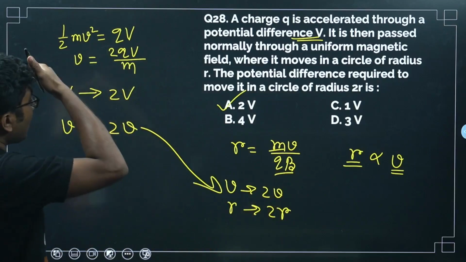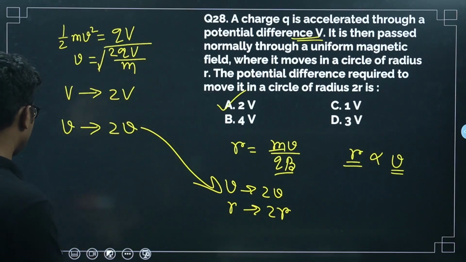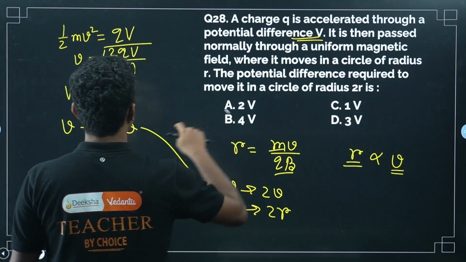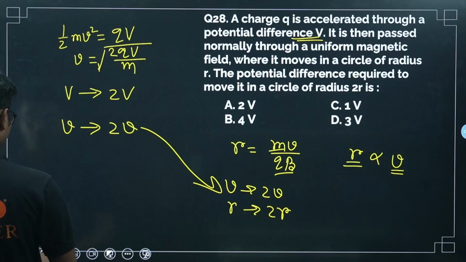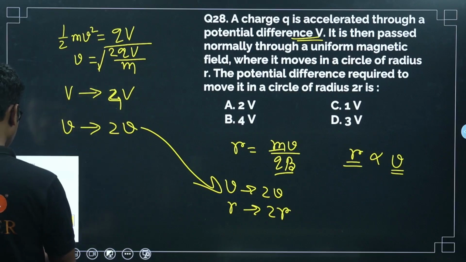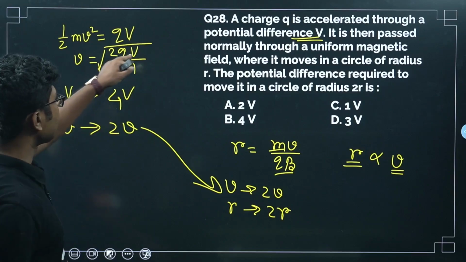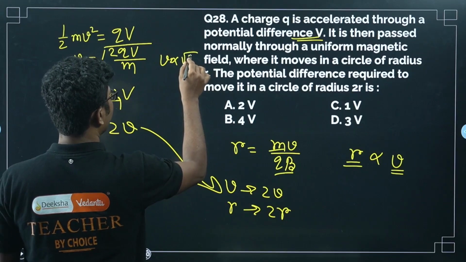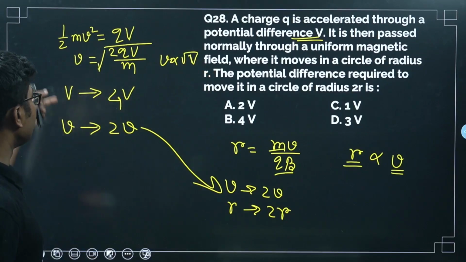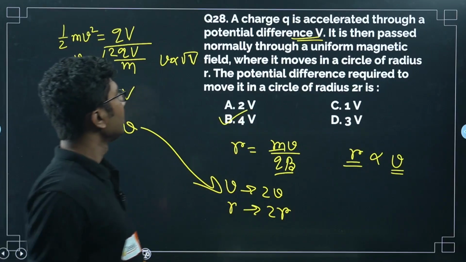Simple problem. Sorry, my mistake. It is to be square root. I made a mistake. So it will be square root of V. If we want to increase v to 2v, what we have to do? We have to use this. V to 4V. If we increase V to 4V, only then v will become 2v, right? There is a square root relationship. So velocity is basically proportional to the square root of potential difference. So if we increase it by 4 times, only then velocity will become twice, right?